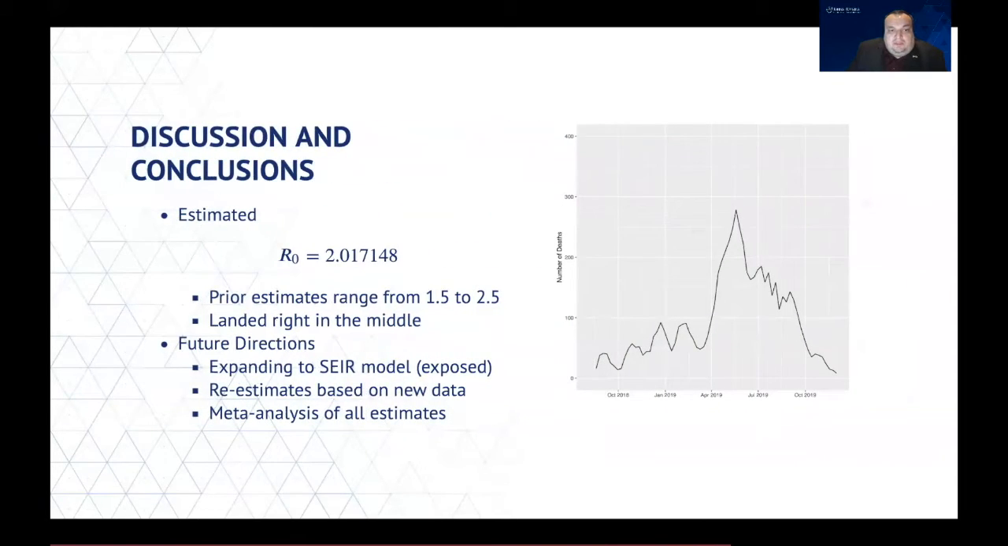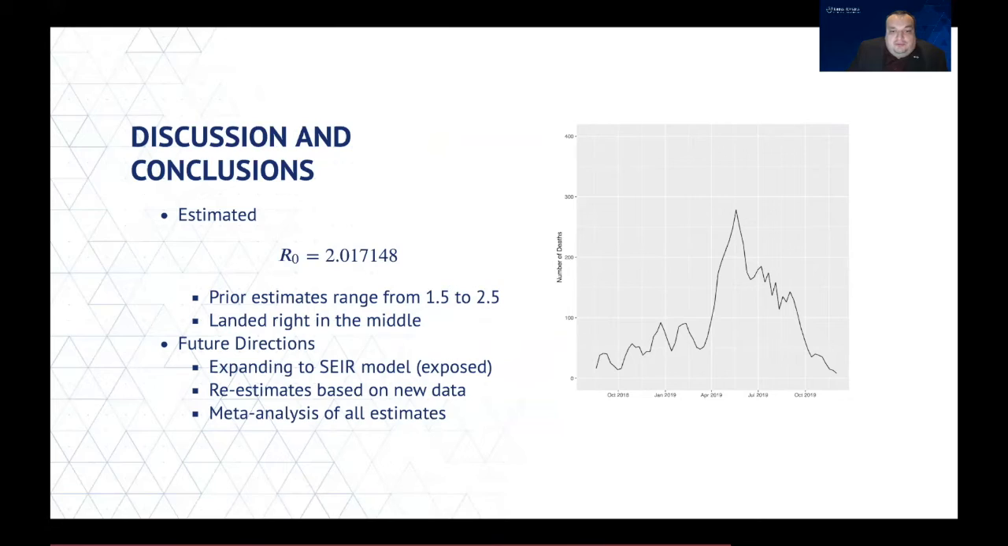Based on this, we end up estimating an R-nought value of 2.017148. This is actually a very reasonable estimate because prior estimates from various sources range from 1.5 to 2.5. Landing right in the middle of that shows that this is a good analysis, and that the Kivu epidemic is in line with prior epidemics of Ebola.